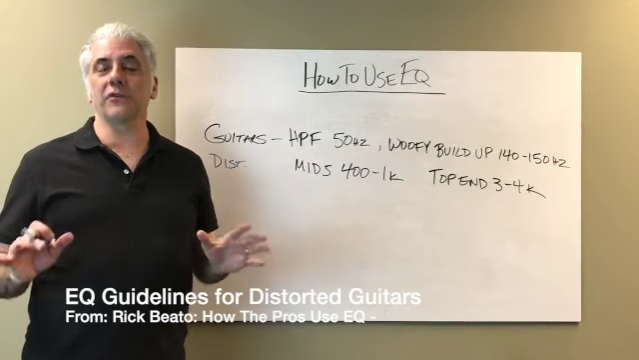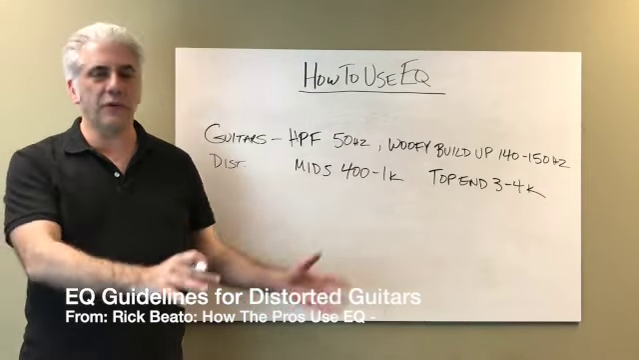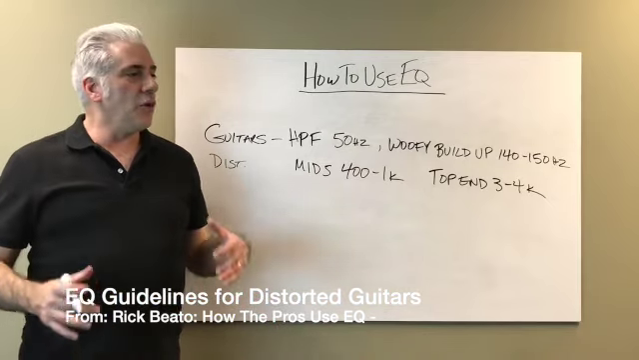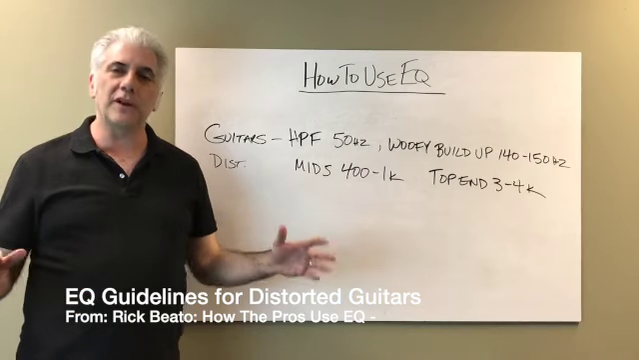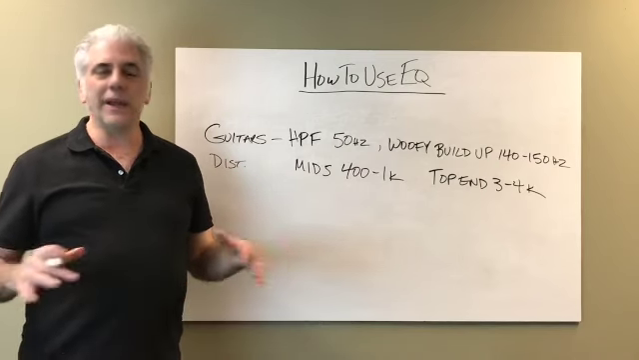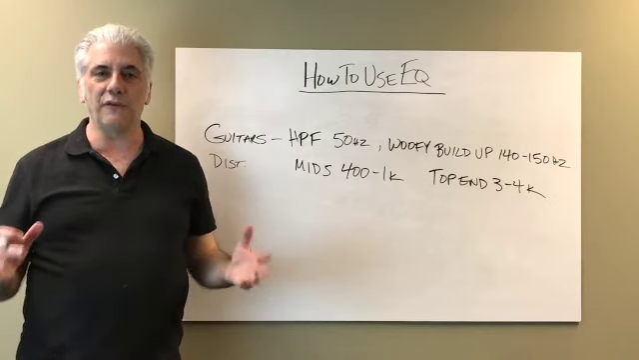I'm talking about distorted electric guitars because with clean electric guitars, it really depends on the sound. If you're going through a Fender Deluxe or Fender Twin or a Vox AC30 and there's just a little bit of grit on it, or they're perfectly pristine clean, it all depends on the song that you're playing. So you can't give any hard and fast rules.